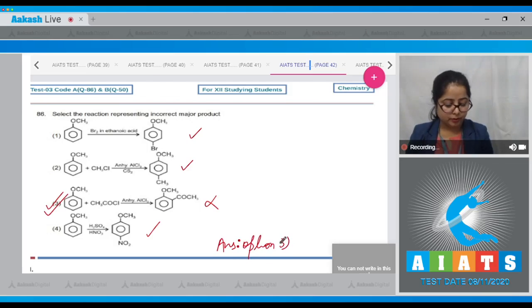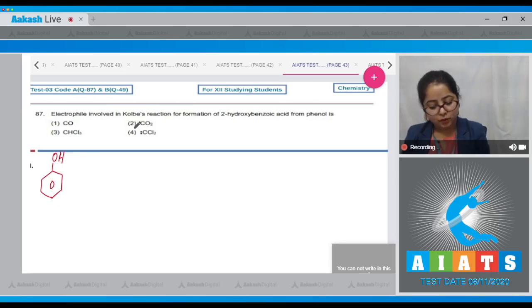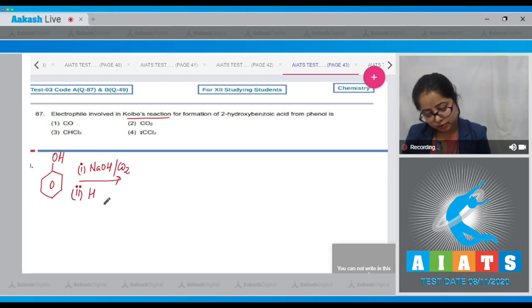option number 3. Moving to next question, students, which is question number 87. Let's read the question. Electrophile involved in Kolbe reaction for formation of 2-hydroxybenzoic acid from phenol is. Student, I'm writing the reaction. This is phenol. In case of Kolbe reaction, first it reacts with NaOH and CO2, and then undergoes hydrolysis in acidic medium.